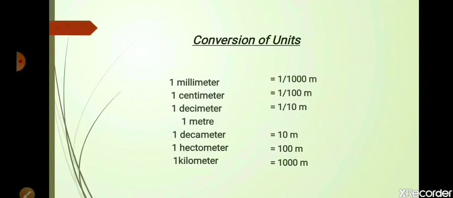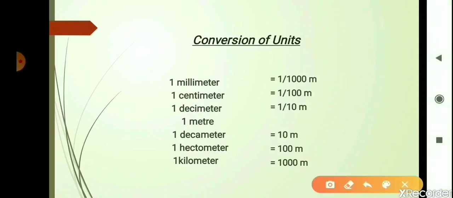Now these units can be converted from one to another. Here in the middle, we see that meter is our standard unit. As we go up, the units are becoming smaller. The decimeter is only 1/10 of a meter, centimeter is 1/100th of a meter, and millimeter is 1/1000th of a meter. So these units are smaller than meters.